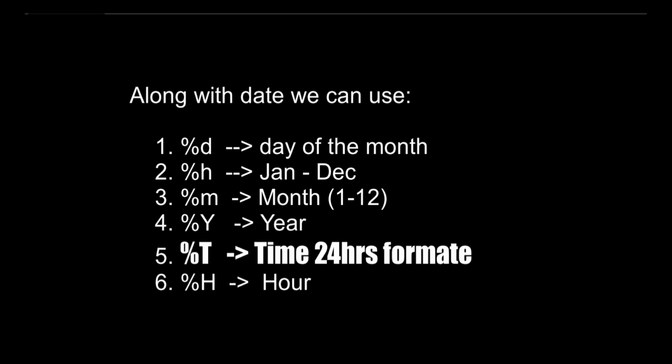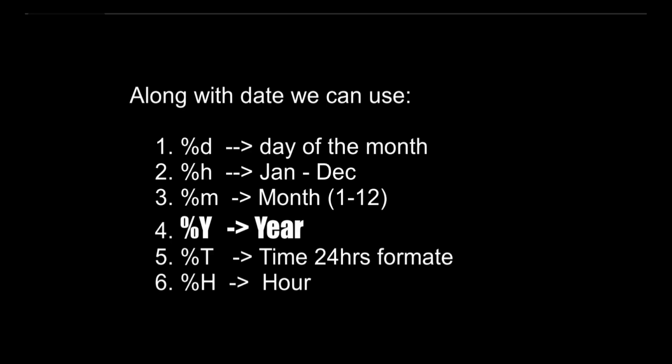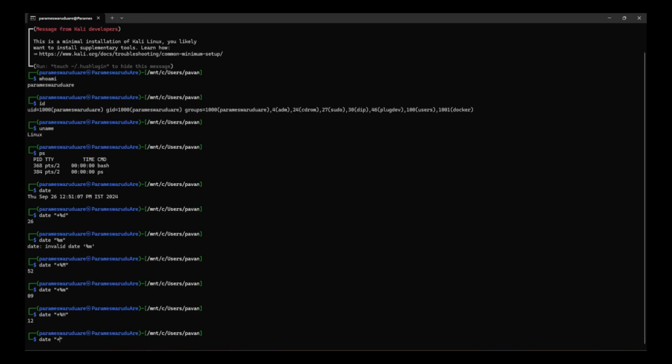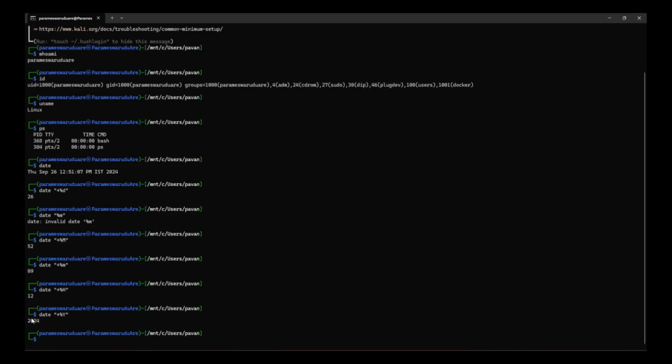So yeah, well, okay, there are some more filters. If you use percentage t, then it gives time in 24-hour format, like hour, minute, second. And if you use capital Y, I mean percentage Y, then it gives the year. Like date plus percentage Y, it gives 2024.